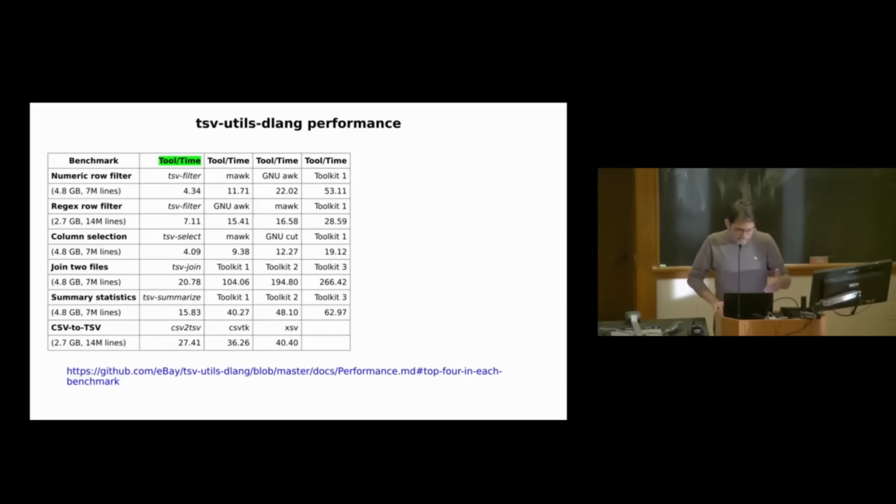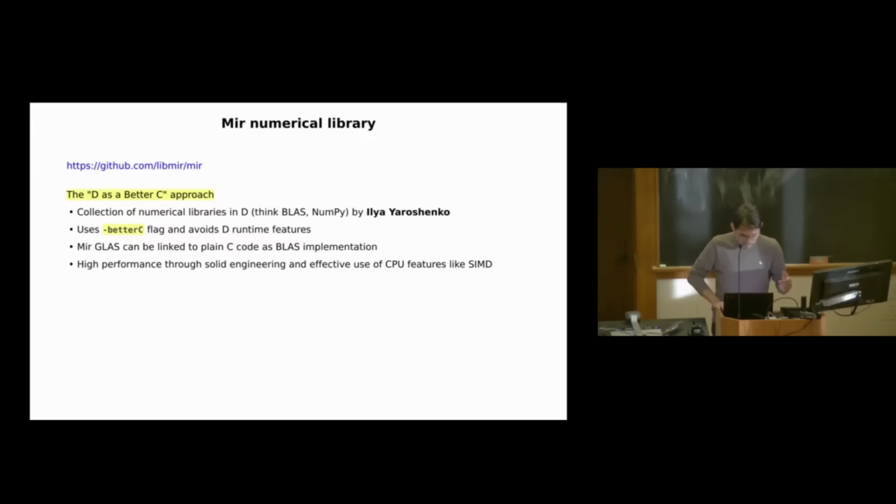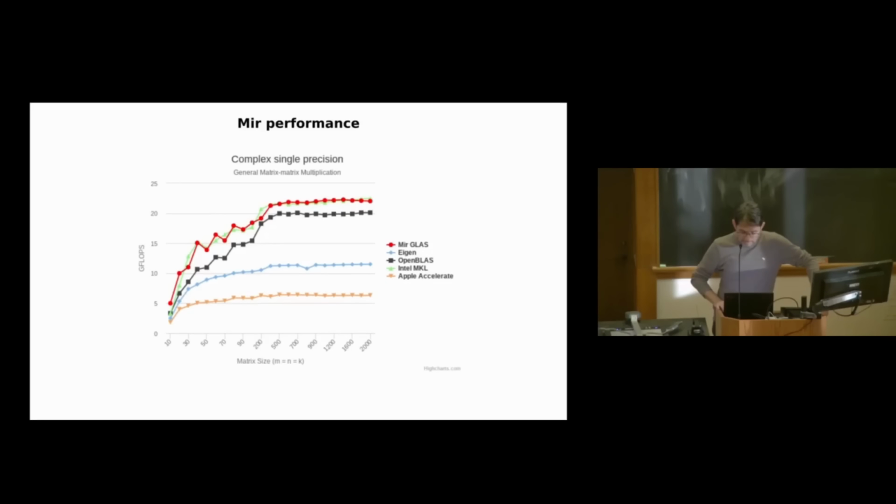But this shows that you can just write D in a sensible way without thinking about performance, and you get a very high-performing tool. Next example is Mir numerical library. This uses D as a better C approach. D has a subset where you compile it with dash better C. It avoids the D runtime features, most of them, and then you use D just like C, as low as possible, as close to the bare metal as possible. So Mir numerical library had very high performance when it was written. It's probably better these days.